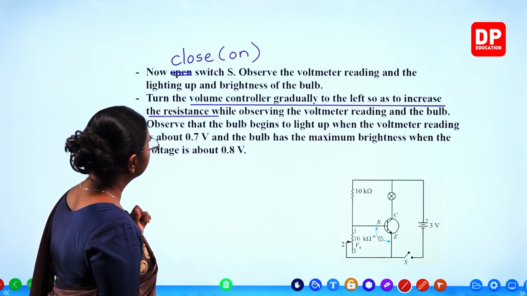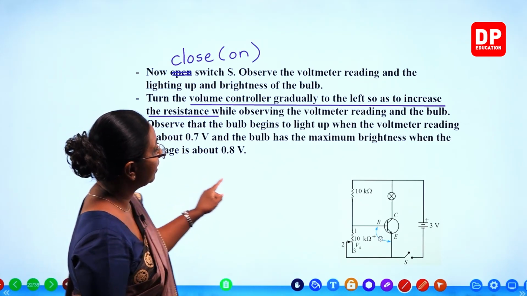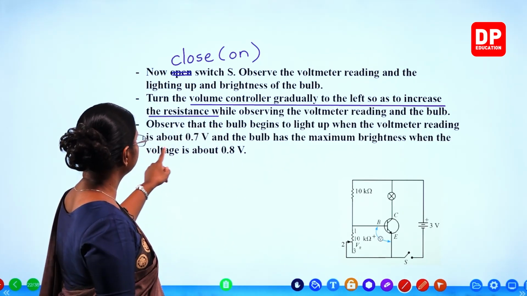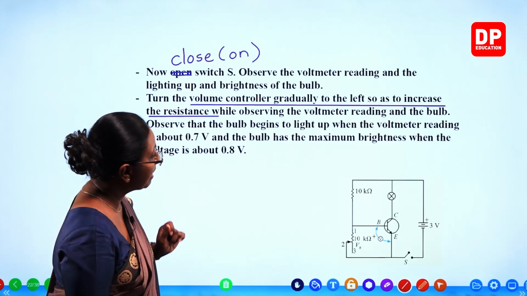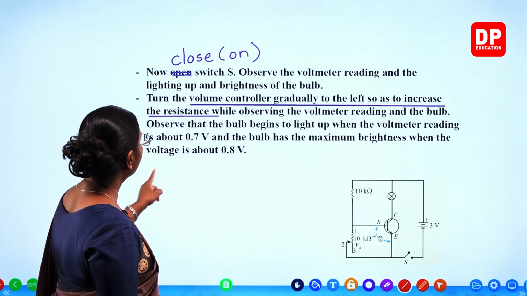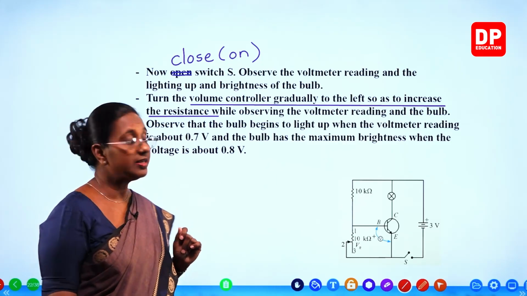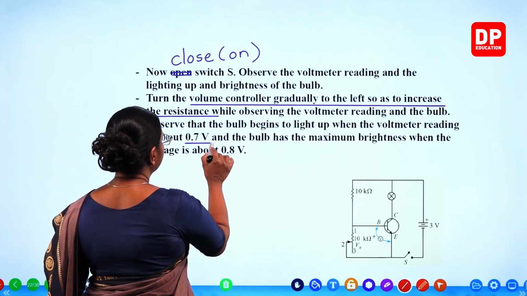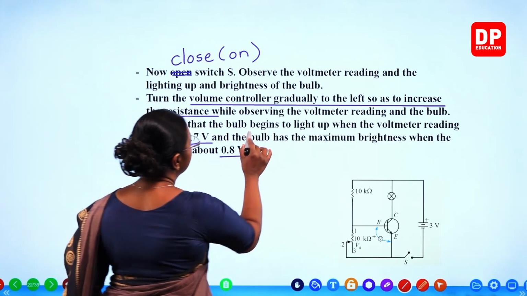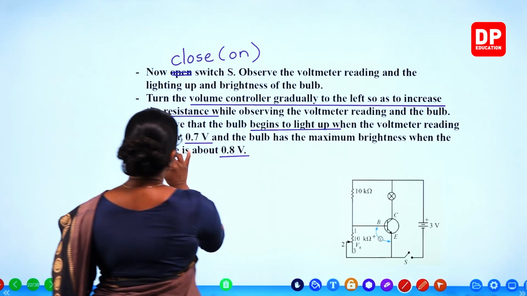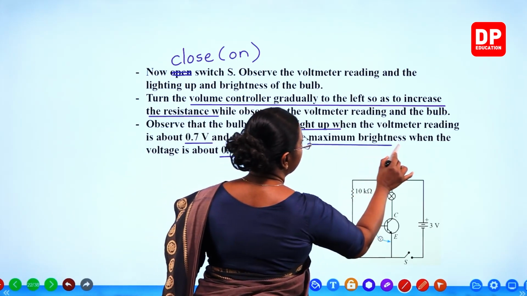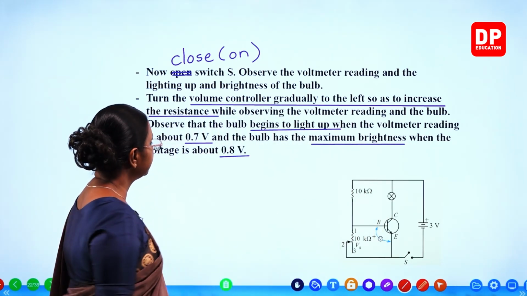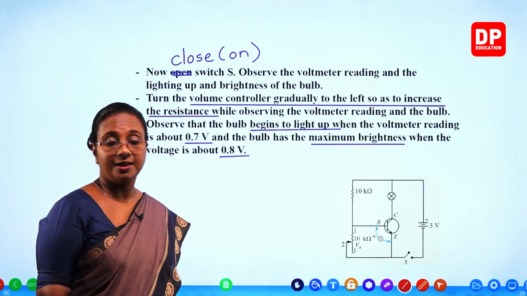So observe that the bulb begins to light up when the voltmeter reading is about 0.7 volts, and the bulb has the maximum brightness when the voltage is about 0.8 volts. So you have to remember these values.